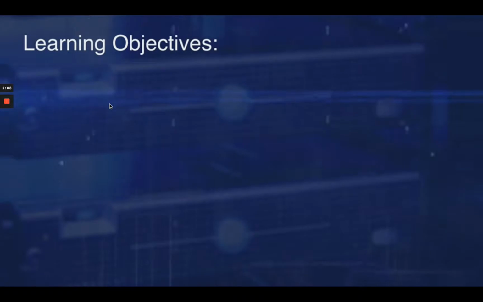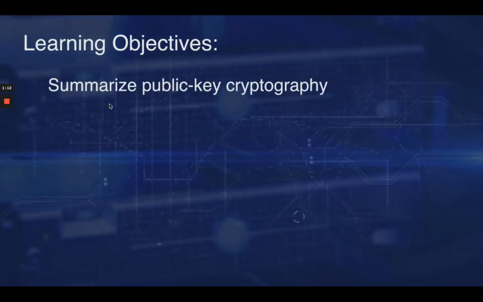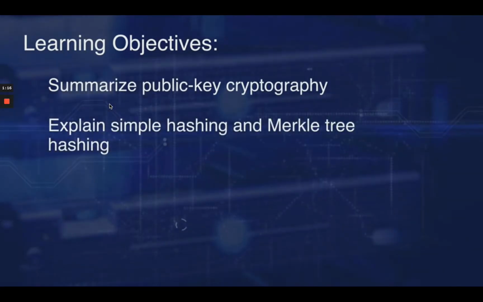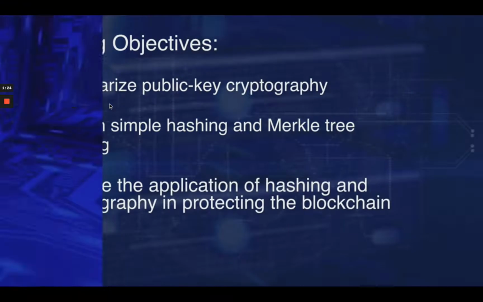Learning outcomes of this module are to summarize the working of the public key cryptography, explain simple hashing and Merkle tree hashing, and explore the application of hashing and cryptography in protecting the blockchain.